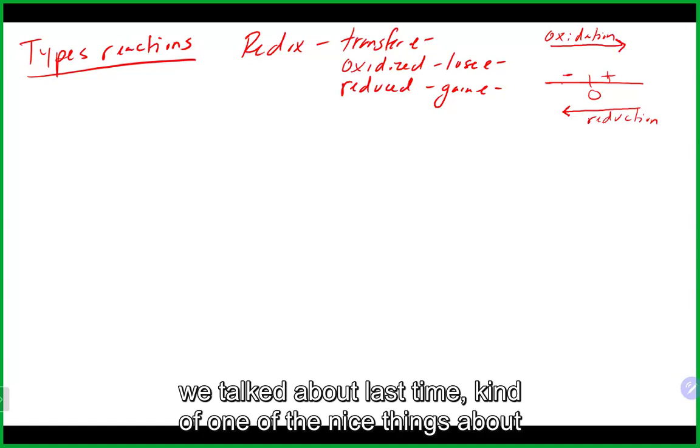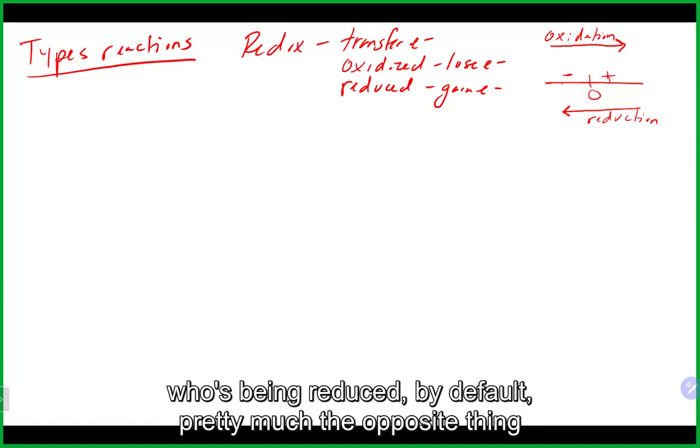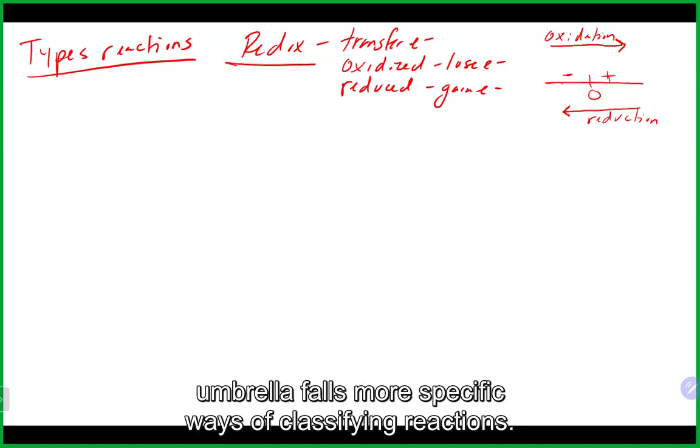And as we talked about last time, one of the nice things about that is if you can for sure identify who's being oxidized or who's being reduced, by default, pretty much the opposite thing is happening to the opposite guy. Under the big redox umbrella fall more specific ways of classifying reactions.